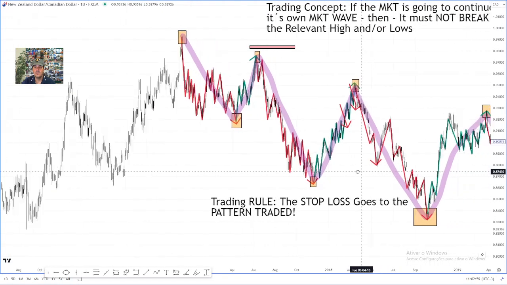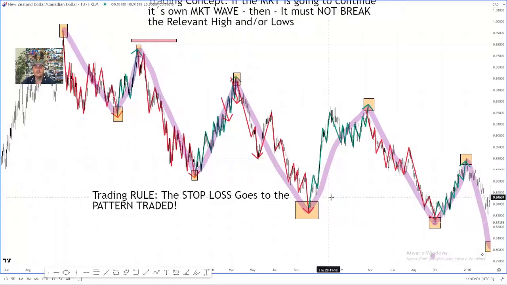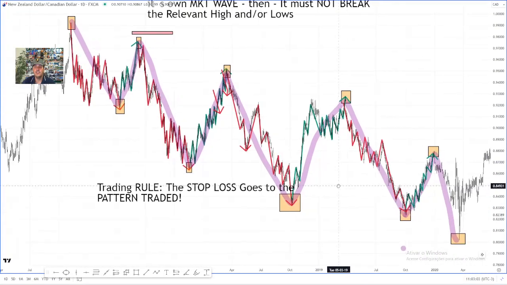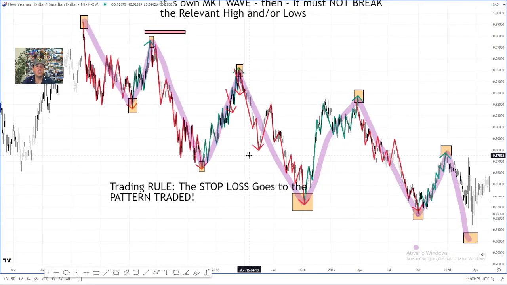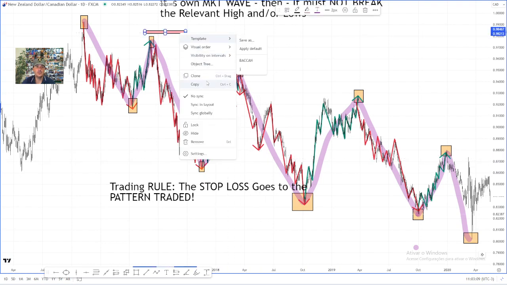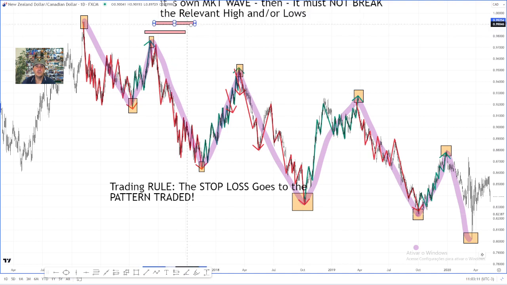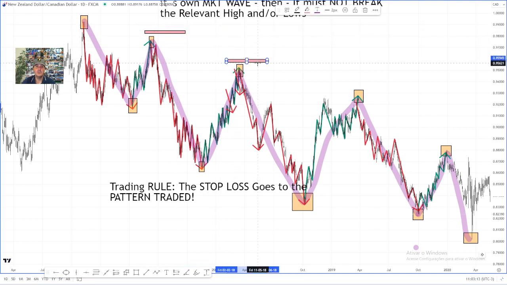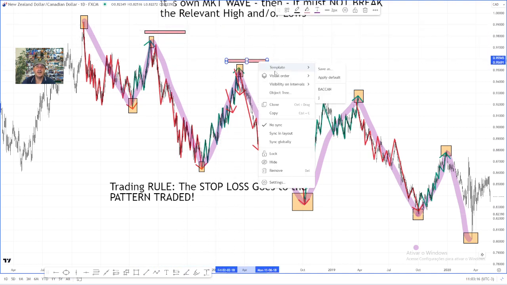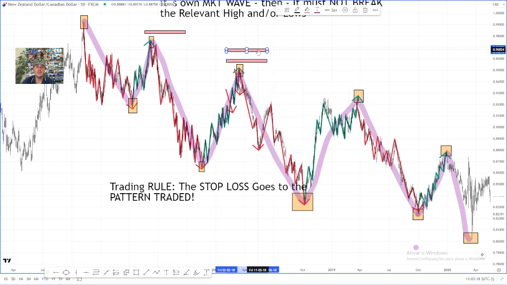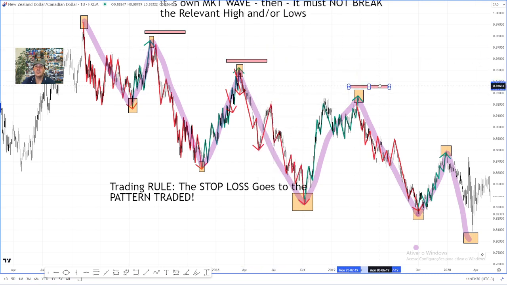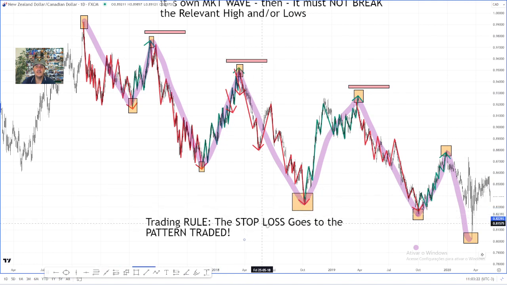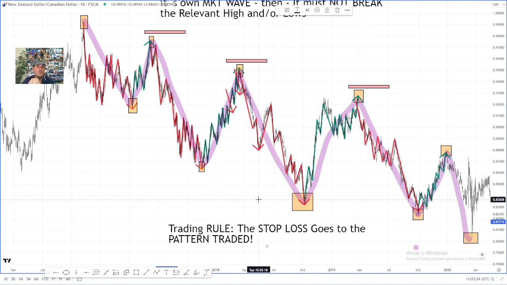Not to waste too much time, let me ask you a question. Do we agree that if you would just put the stop loss on the market wave high in a down market wave, it doesn't really matter where you would enter, wouldn't we, me and you, make money?